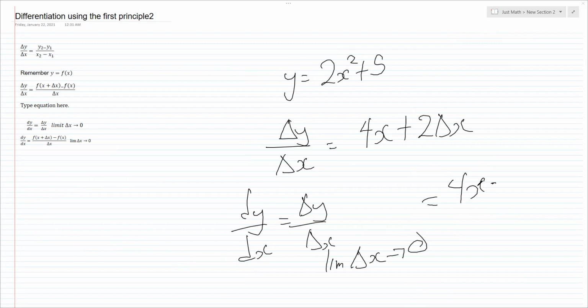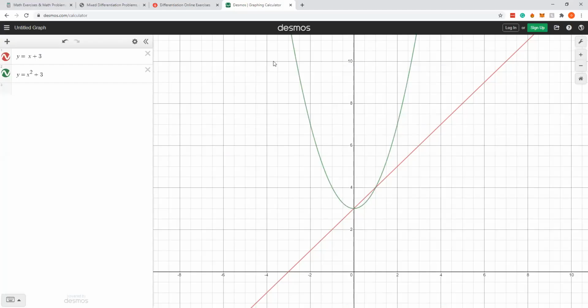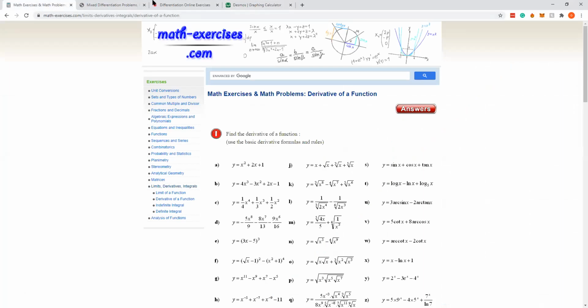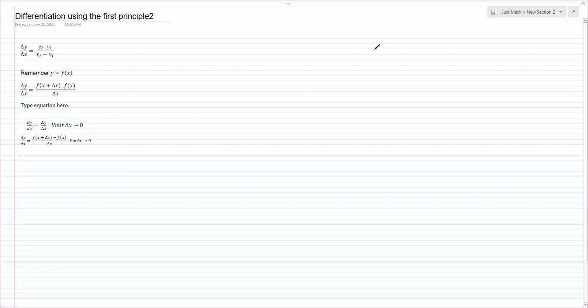Okay, I hope you understand this, and I'm actually going to do an exercise first so that we can do this more. So I got some materials from here. Let's try this one: y equals x squared plus 2x plus 1. Let's say y equals x squared plus 2x plus 1, and then we're asked to differentiate with the first principle.